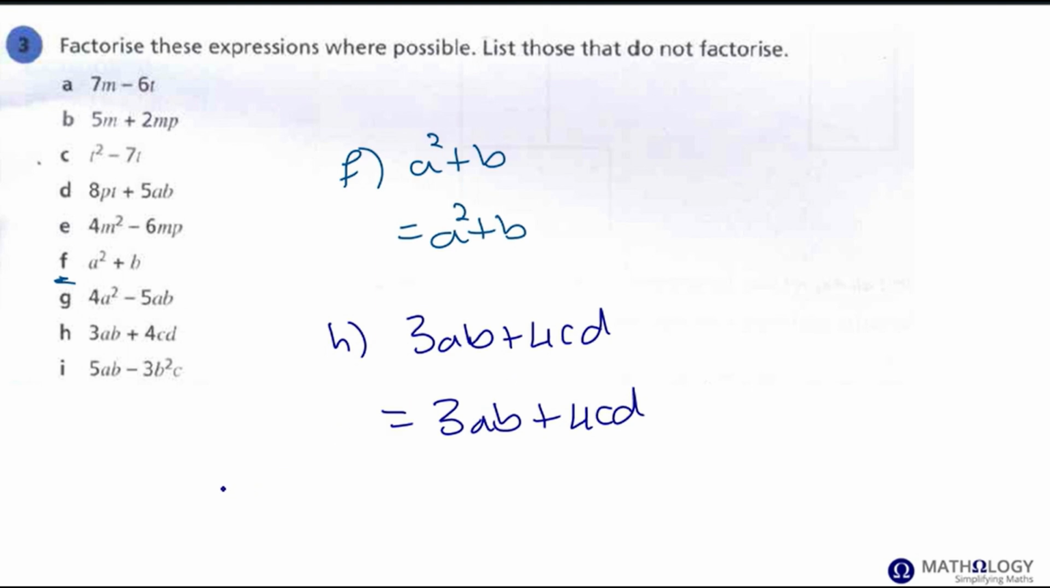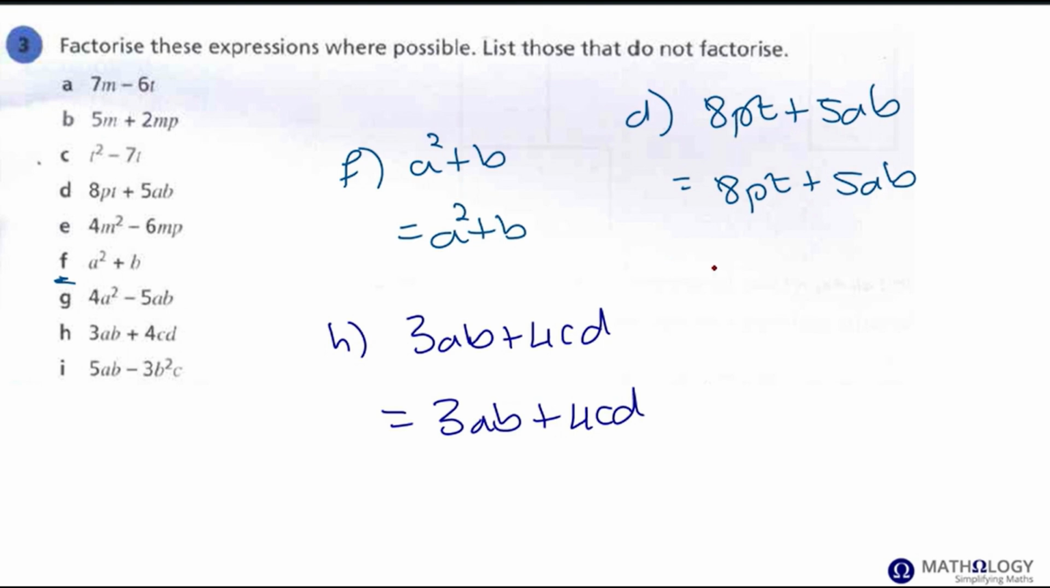I'll leave the rest of the exercise. In fact, let's just do D as well. 8pt plus 5ab. There isn't a common factor between 8 and 5. We have p times t in the first term and a times b in the second term. There are no common factors between these two terms. So again, we're just going to write the expression out again. Failing to do so, you will not get any marks.